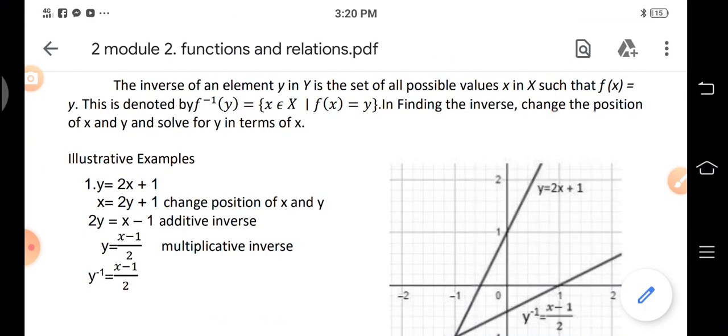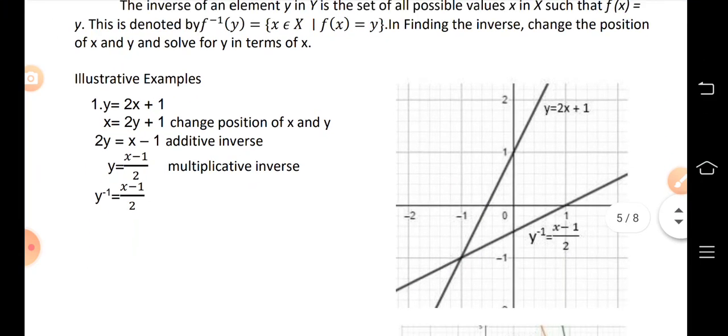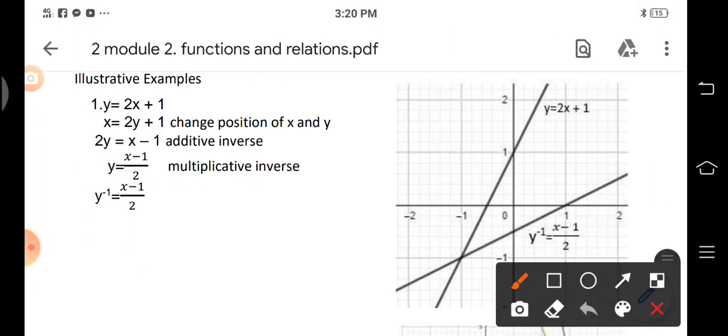For the graph, of course, we can make use of GeoGebra. The first equation here is y is equal to 2x plus 1, and the inverse is this one, y inverse is equal to x minus 1 all over 2.